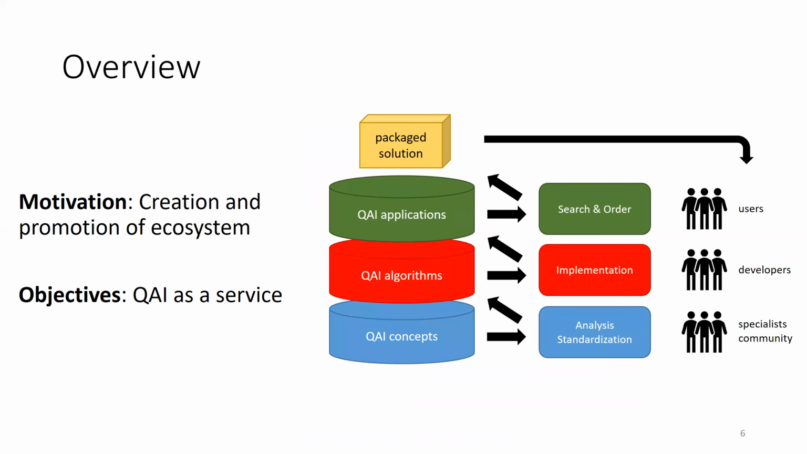And the basic idea behind this project is that we would like to create and promote an ecosystem that performs quantum AI as a service. The idea is that several stakeholders work together. So we have, for example, generic quantum AI concepts, and they get analyzed and standardized by specialists and the community. And then we have some quantum algorithms. They get implemented by developers. And then we have some quantum AI applications. They can be searched and ordered by users. So we have some packaged solutions. This is our idea as a quantum AI as a service.